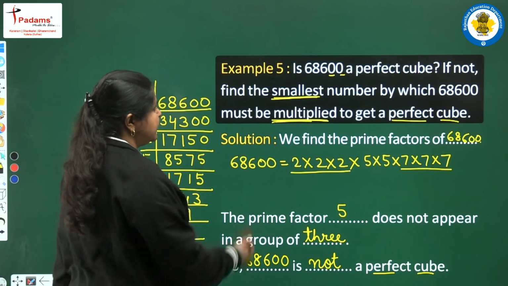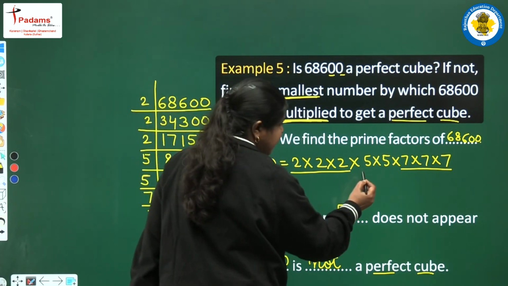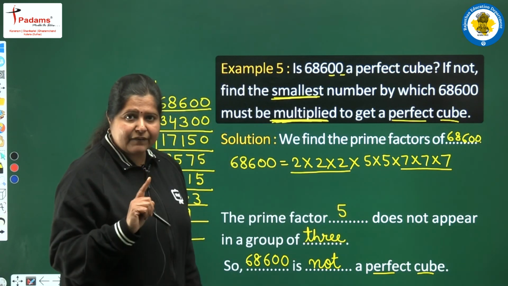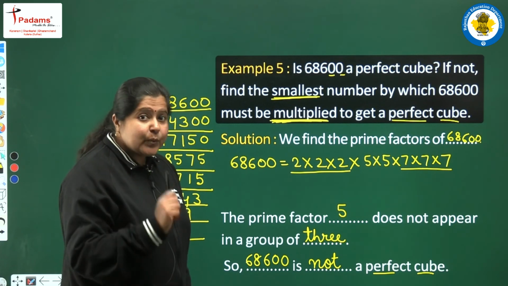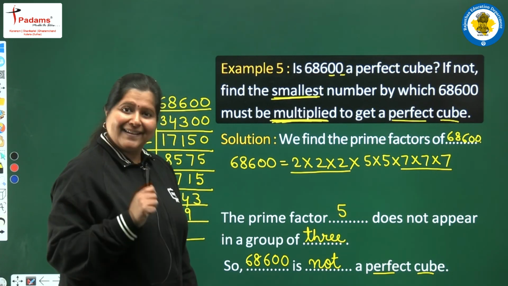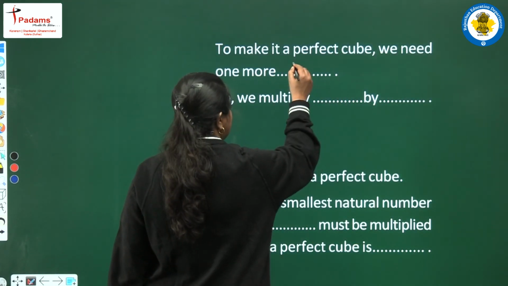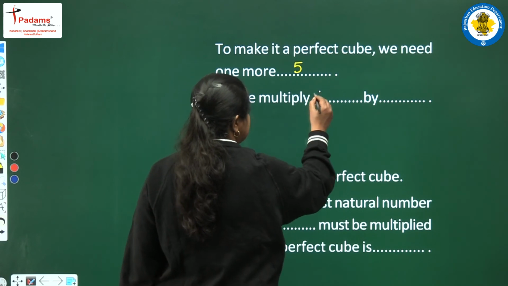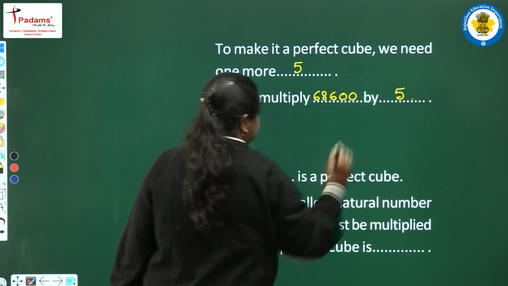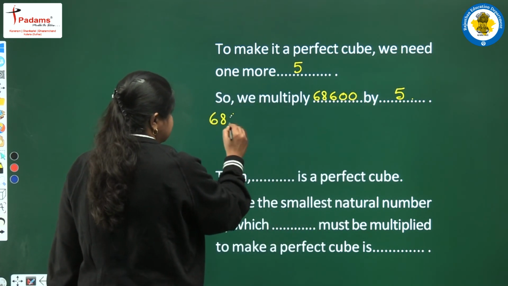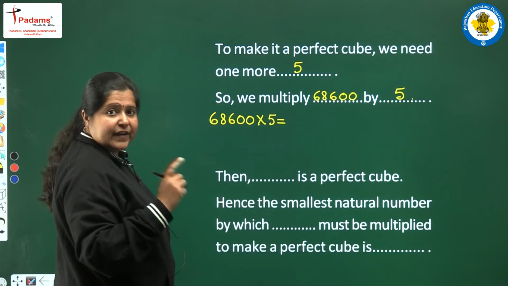Next we have been asked by which number it should be multiplied. So you see here that 5 is occurring 2 times, and to make a triplet we need one more 5. So we should multiply this number by 5. Yes. To make it a perfect cube, we need one more 5. So we multiply 68,600 by 5, and let us multiply the factors also.